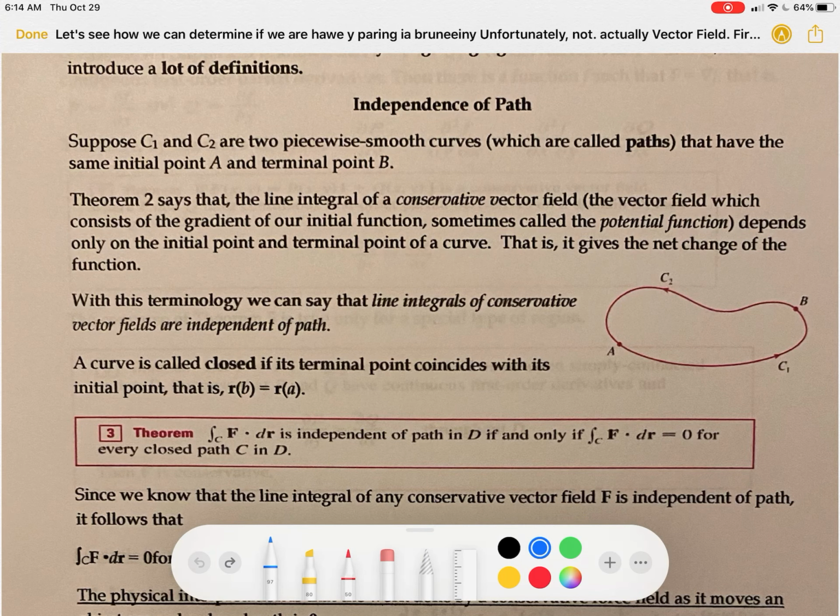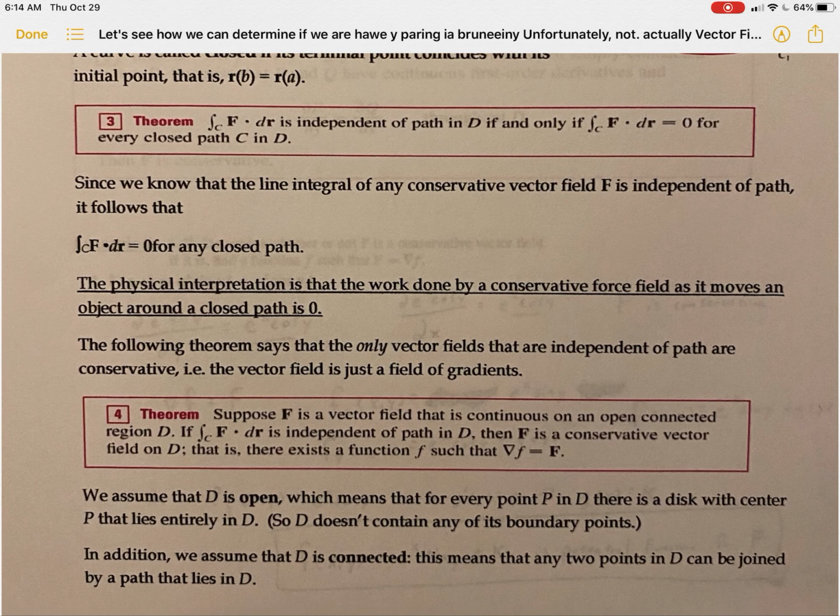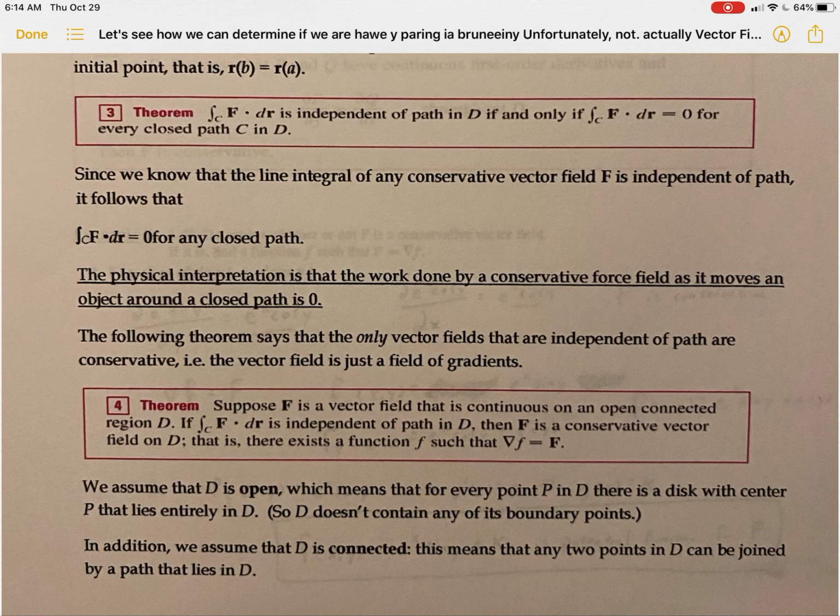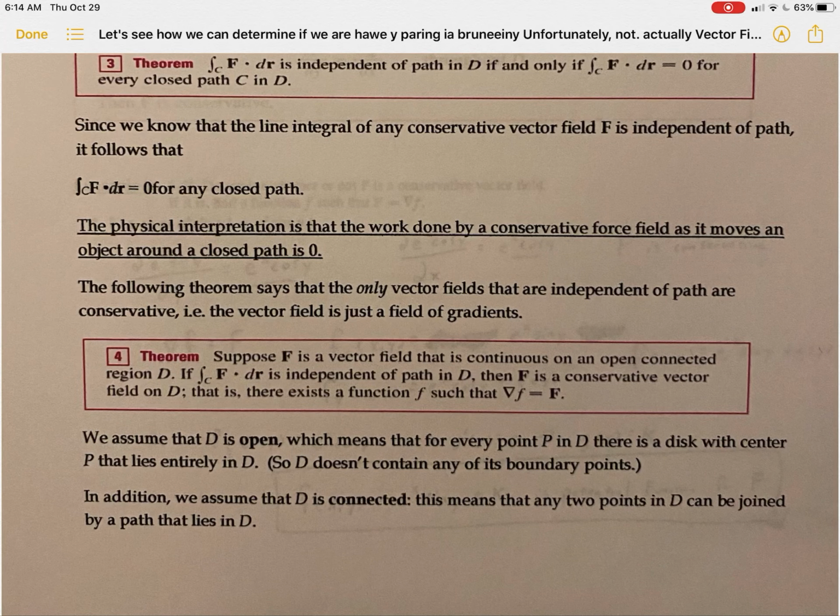Trying to get off of this pencil, and so we can move down. All right, so since we know that the line integral of any conservative vector field is independent of path, it follows that the line integral is equal to 0 for any closed path. Again, if we start somewhere, we go to a point, and then we come back to the initial point, then our net displacement, our net change, is going to be 0. The physical interpretation is that work done by a conservative force field as it moves an object around a closed path is 0. The following theorem says that the only vector fields that are independent of path are conservative.